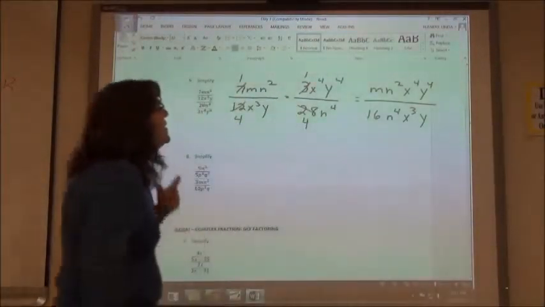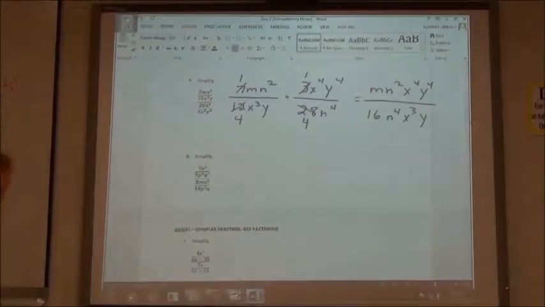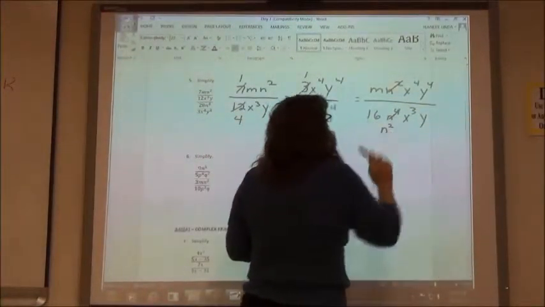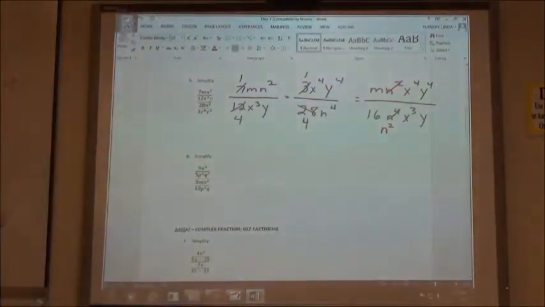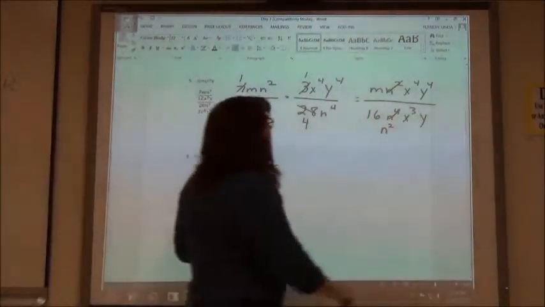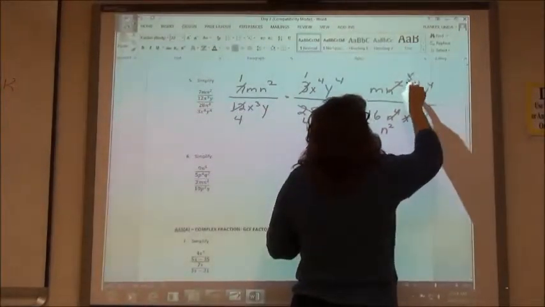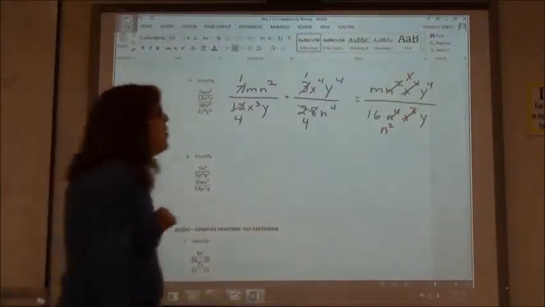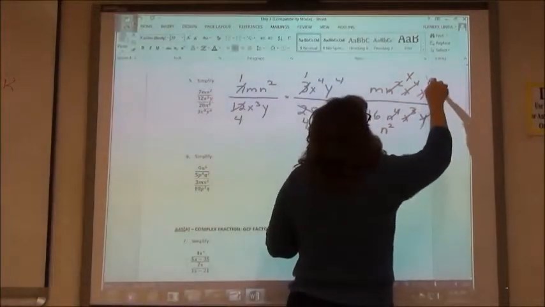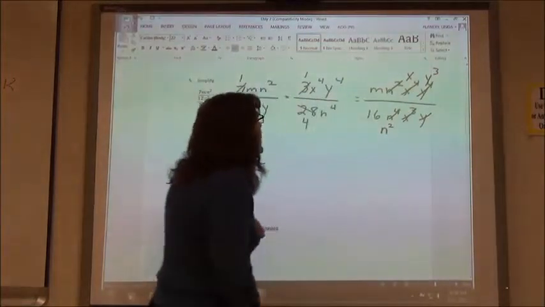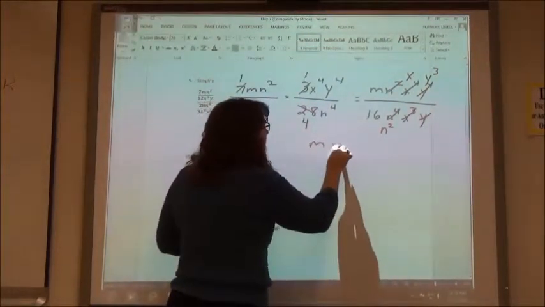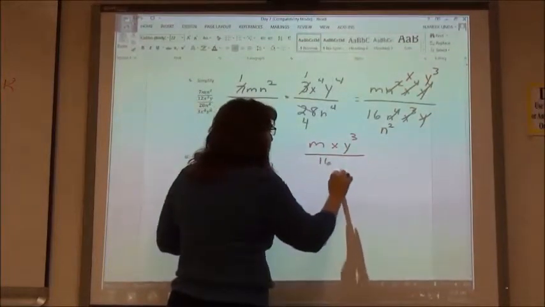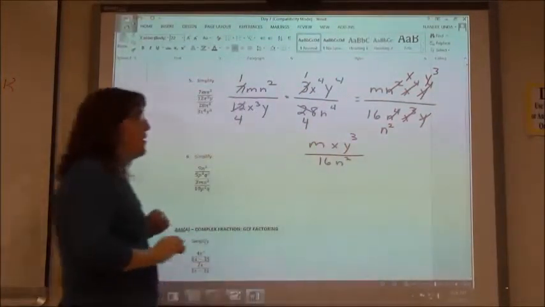Then I'm going to do some canceling. I can cancel out 2 of my n's, which means I have an n to the second down on the bottom. I can cancel out 3 of my x's, which means I just have a plain x up on top. And I can cancel out 1 of my y's, y to the third. So on the top, I have an m, I have an x, I have a y to the third. On the bottom, I have a 16 and an n to the second power.